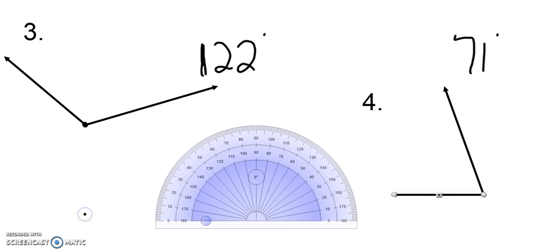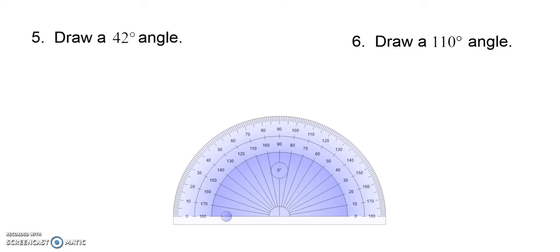Okay, last thing we're going to do here is quickly measure or construct two angles, one with a measure of 42 degrees and one with a measure of 110 degrees. Now, it doesn't matter where your starting ray is. It can be facing the left or facing the right. It doesn't make a difference. So I'm going to do one and one. I'm going to do this one. I'm going to start with a ray going out to the right.